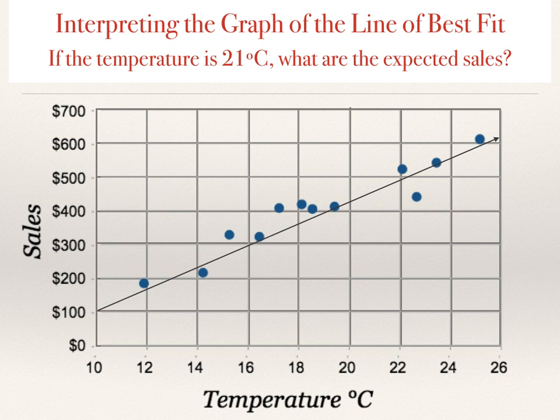So we're going to find 21 degrees on our x-axis, and we're going to go up to the line, find where the data point would be, and go over to the y-axis. And so we could predict that if the temperature is 21 degrees Celsius, the expected sales would be 450 dollars.